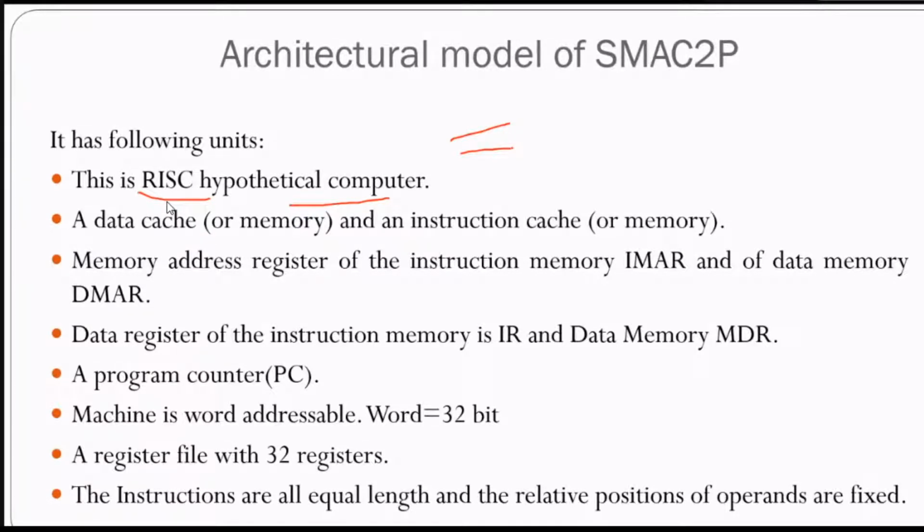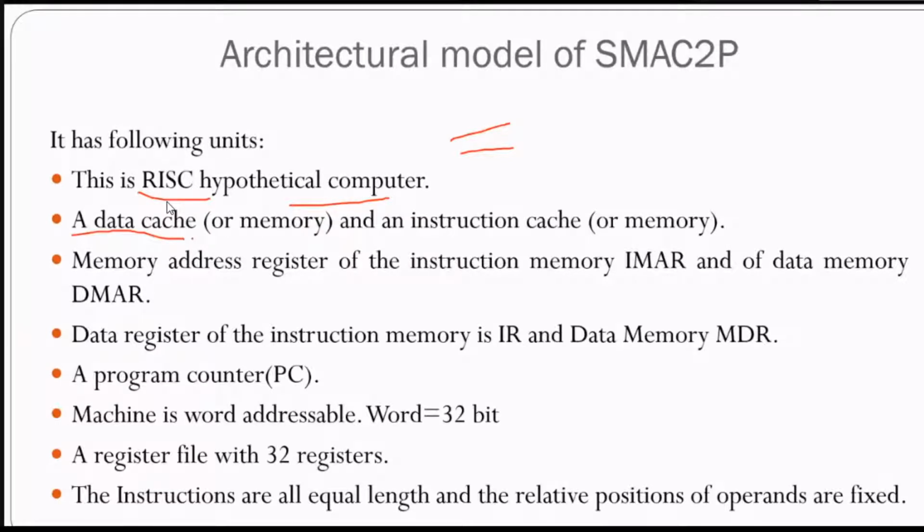So all these things are the property. You are already aware about the properties of RISC. RISC की properties आप सभी को पता है. RISC means reduced instruction. So we will have only a limited number of instructions. Okay. So this is a RISC architecture, RISC computer system, in which we are using two memories.